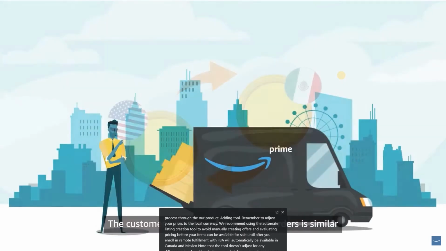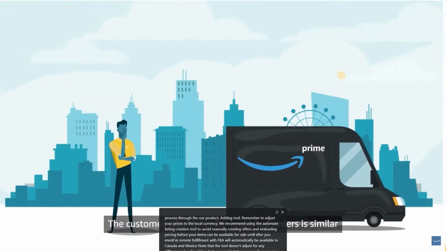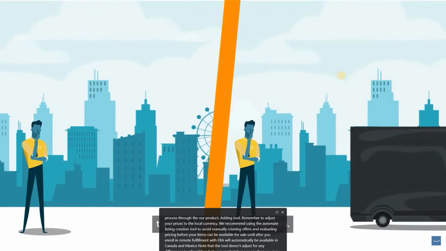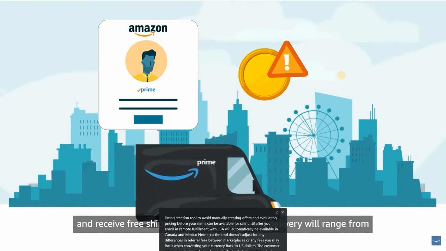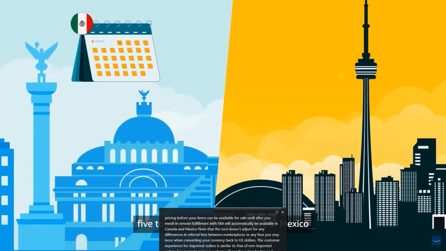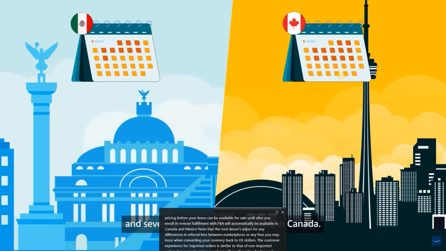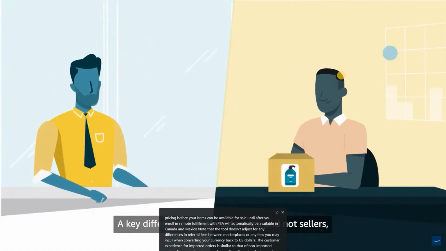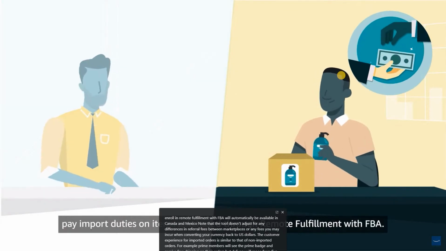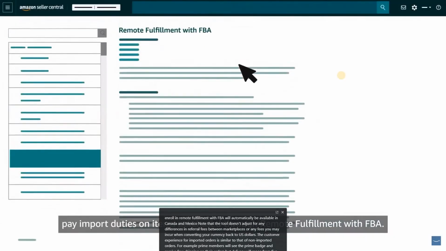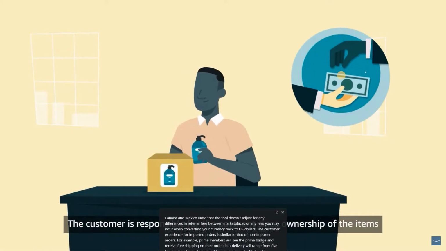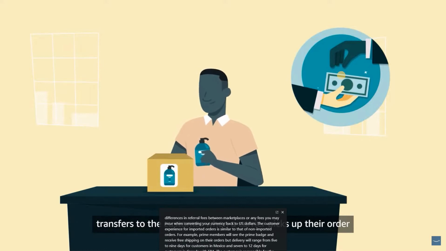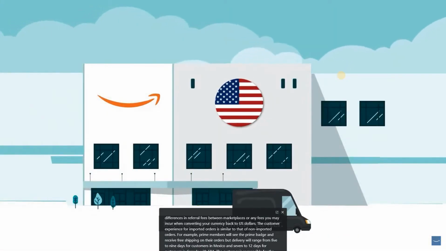The customer experience for imported orders is similar to that of non-imported orders. For example, Prime members will see the Prime badge and receive free shipping on their orders, but delivery will range from 5 to 9 days for customers in Mexico and 7 to 12 days for customers in Canada. A key difference is that customers and not sellers pay import duties on items purchased through remote fulfillment with FBA. The customer is responsible for the payment since ownership of the items transfers to the customer when a carrier picks up their order from a U.S. fulfillment center.